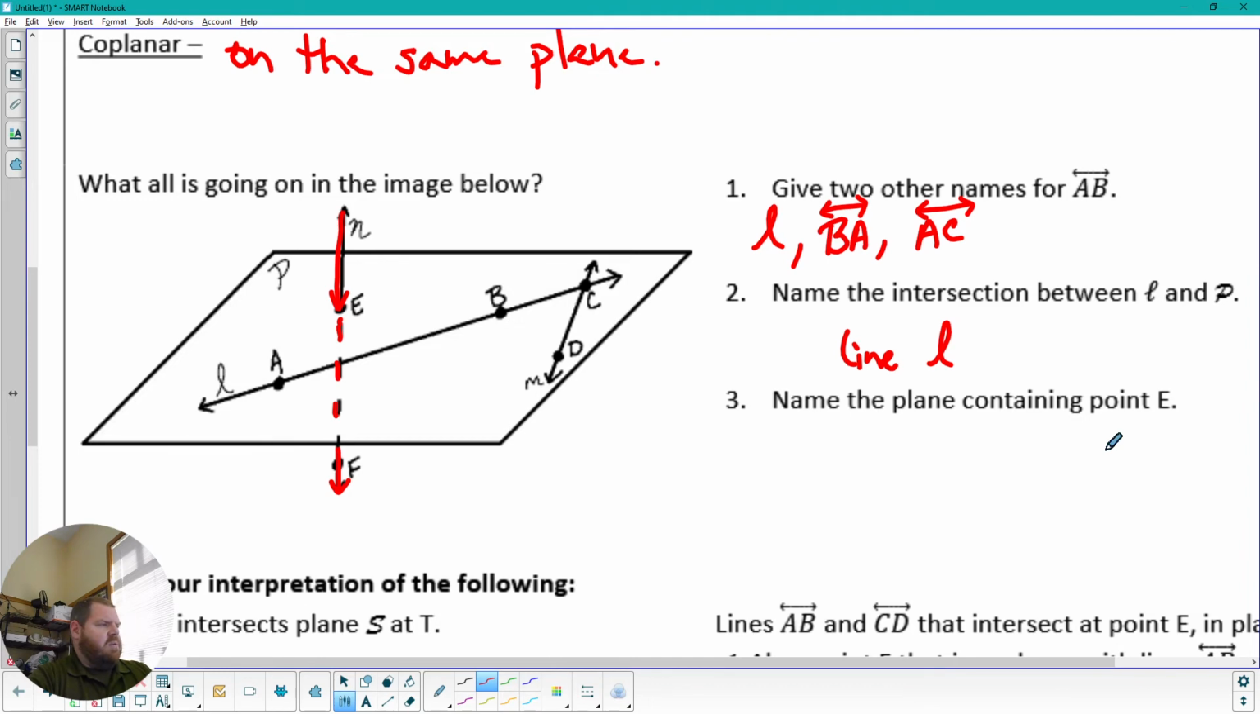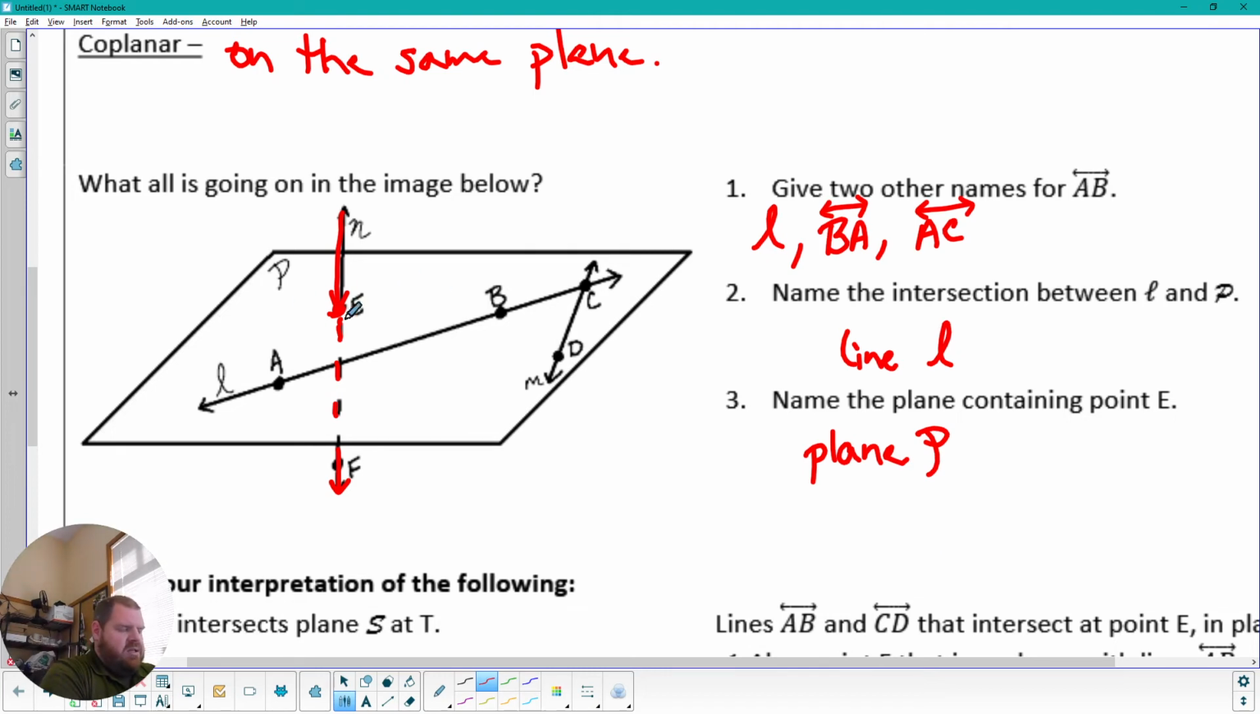Okay, the next one says, name the plane containing point E. Well, point E is right here. It is definitely the spot where line N goes through plane P, so we know for sure that plane P contains point E.